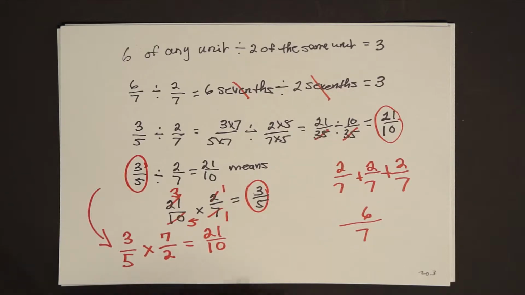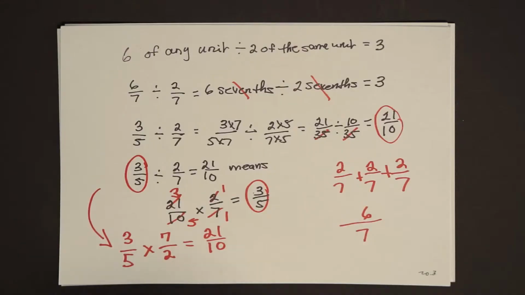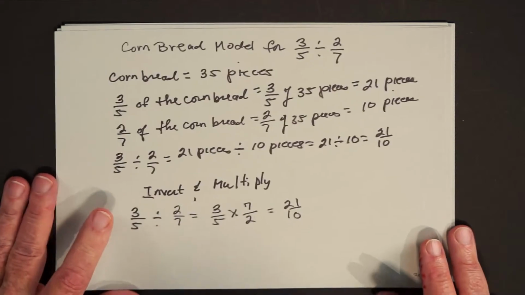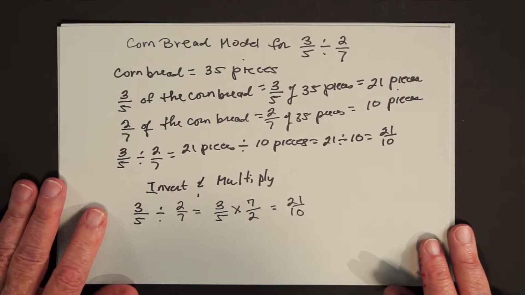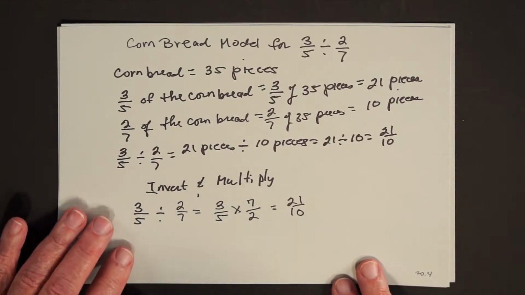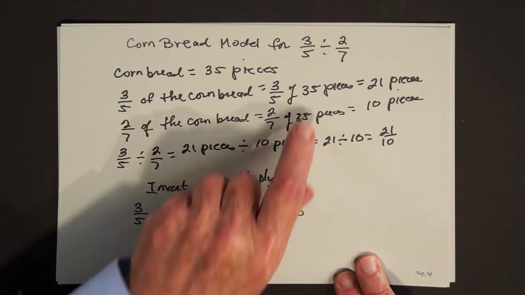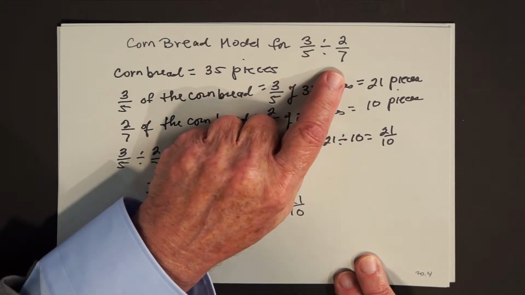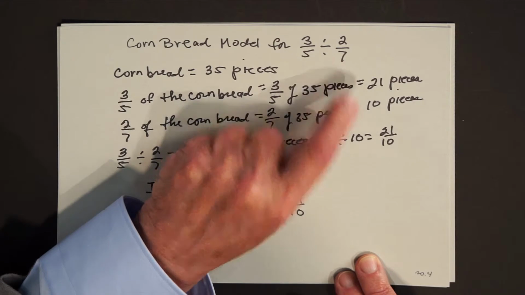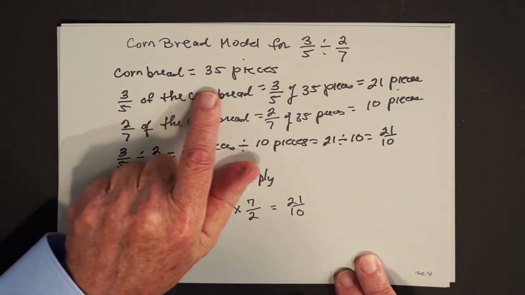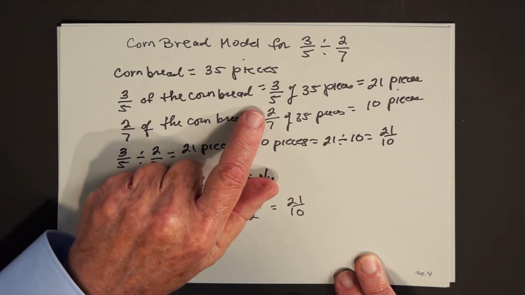What about our friend the cornbread? Do you think we could use the cornbread to do the problem the same way? Well, I wouldn't bring it up if you couldn't, so I guess we can. Let's go see what happens. What are we going to be doing? We're going to be dividing 3/5 by 2/7, but now we're going to use the cornbread. How many pieces should the cornbread be sliced into? 5 times 7 is 35. So we're now going to assume that the cornbread has 35 pieces.